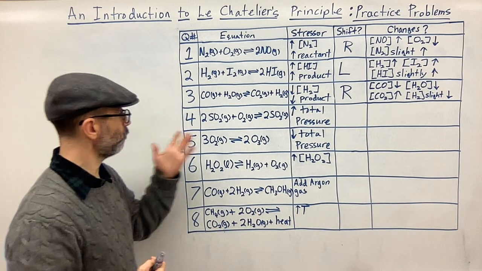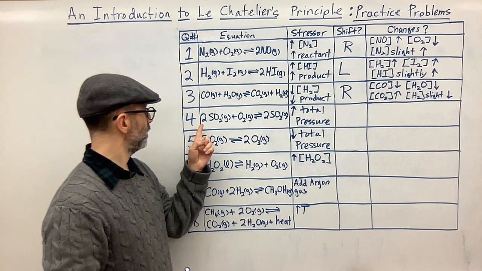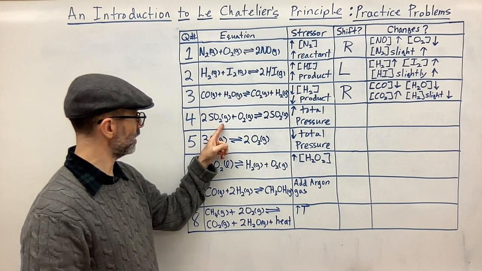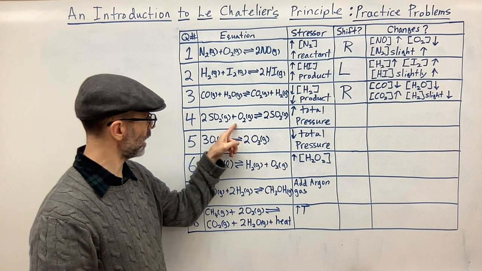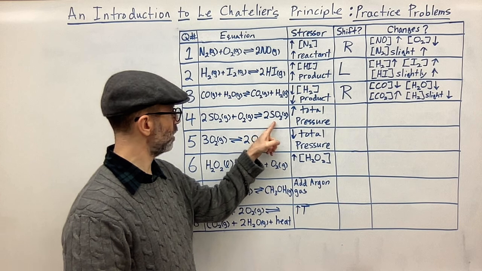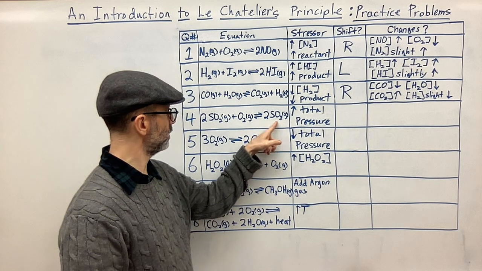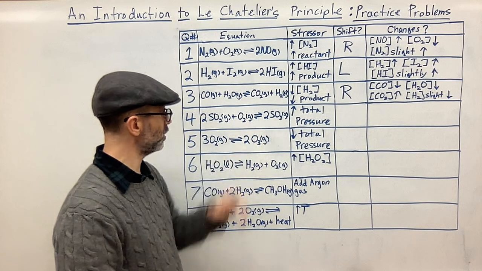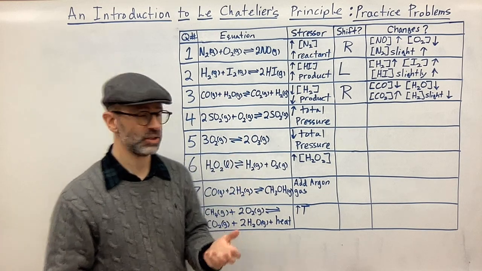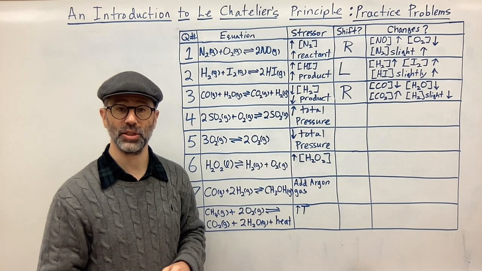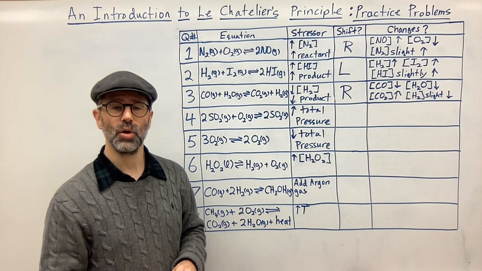Okay, number 4. Here we have two SO2 gas, sulfur dioxide gas, reacting with oxygen gas, and that's going to be in equilibrium with the product, sulfur trioxide gas. So here's our balanced equation. Here's the equilibrium. And so what's the stressor? The stressor in this case is that we are increasing the total pressure. So we're increasing pressure.